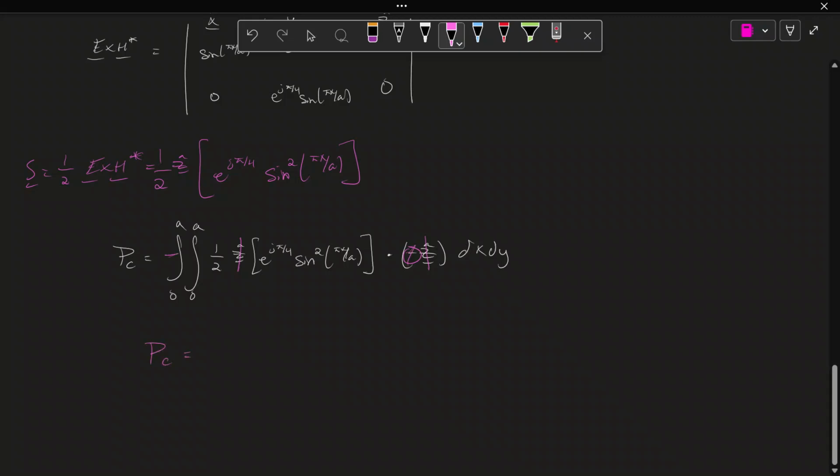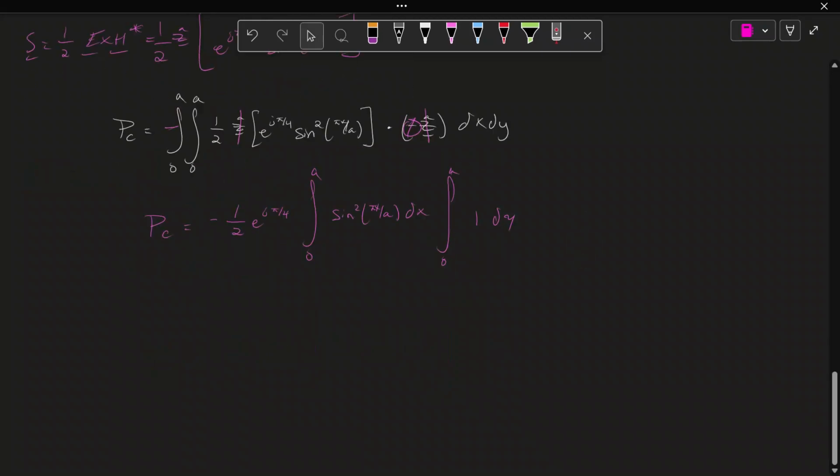So now we do the complex power. Are there any variables y in this equation? There are not. So we can take everything out. We get negative 1 over 2 e to the j pi over 4. We'll keep the integral from 0 to a of sine squared pi x over a dx, and the integral from 0 to a of 1 dy. So this is now equal to negative 1/2 e to the j pi over 4 times the integral from 0 to a of 1, which is y. Then you plug in a for y, you get a. So you put a here.